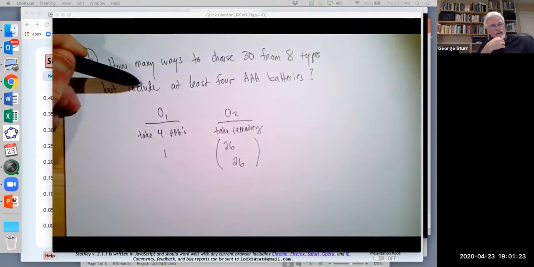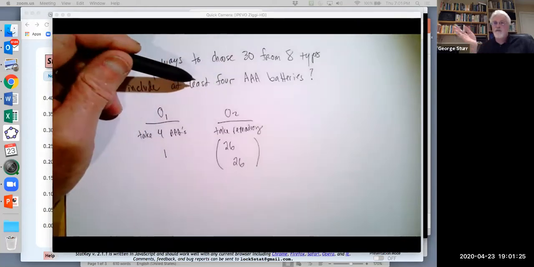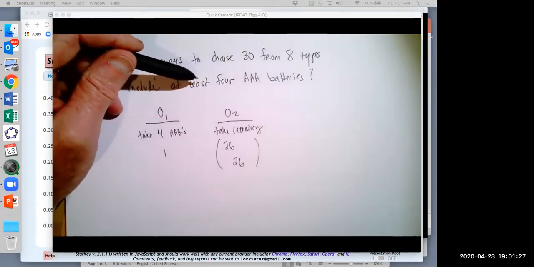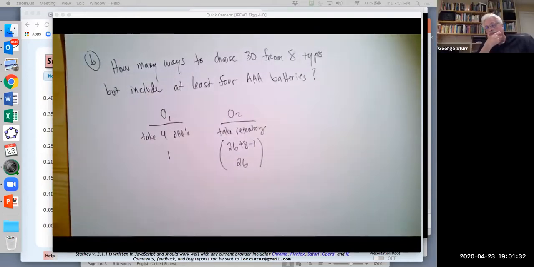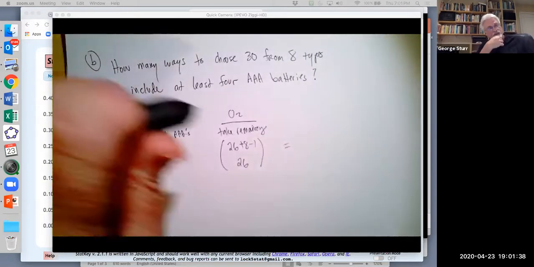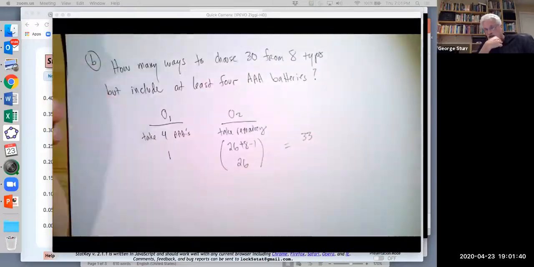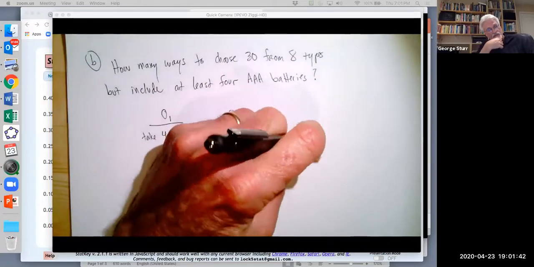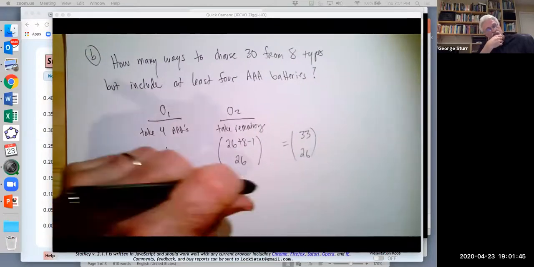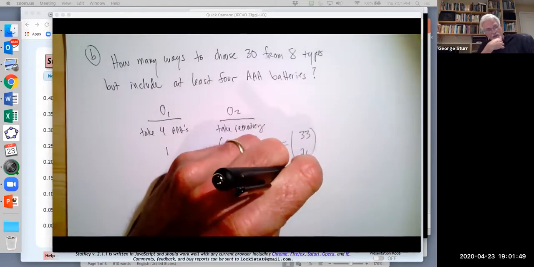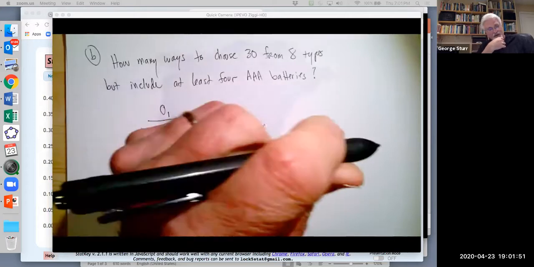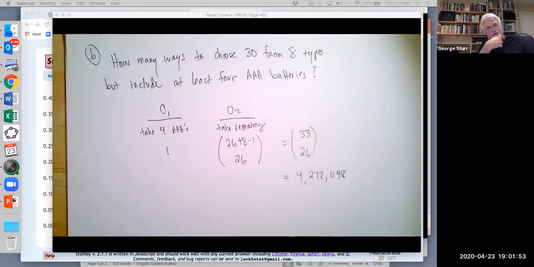It doesn't say you can't have more. It says at least 4. You could have more of those AAAs. Oh, all right, yeah. So I would just say plus 8 minus 1. And that simplifies to 33 choose 26. And my notes tell me that winds up being 4,272,048 ways to choose batteries.